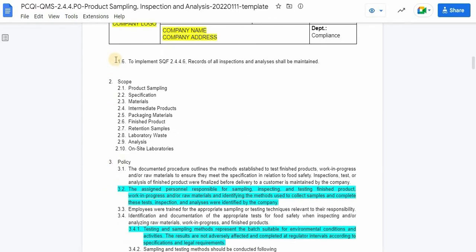And 6. To implement SQF 2.4.4.6, records of all inspections and analysis shall be maintained.